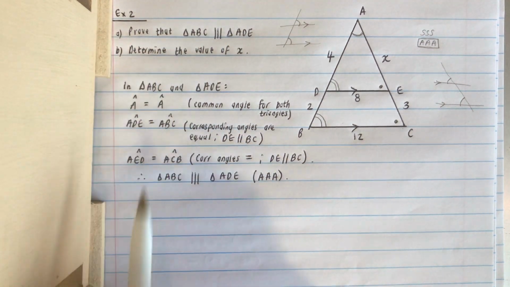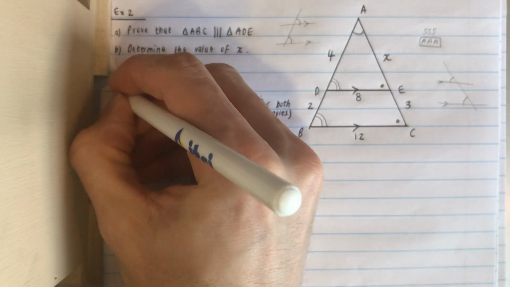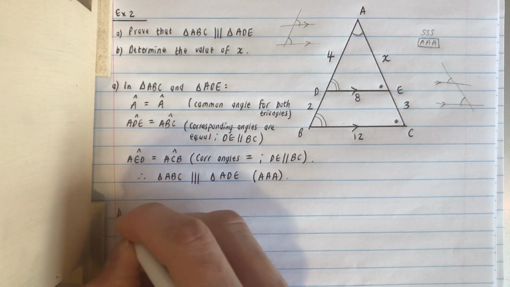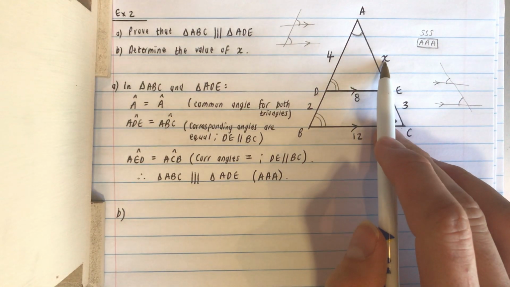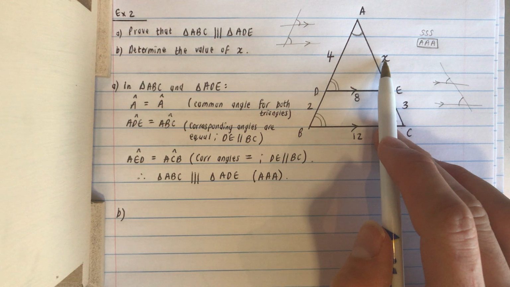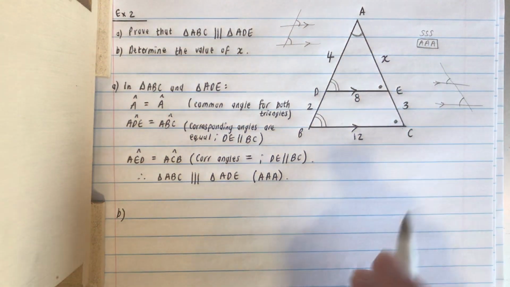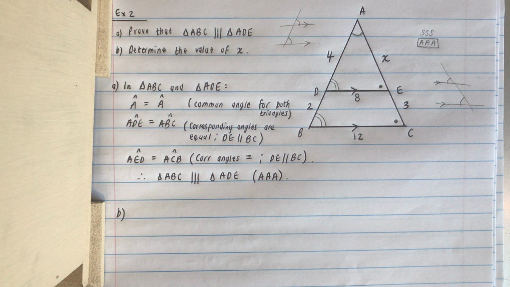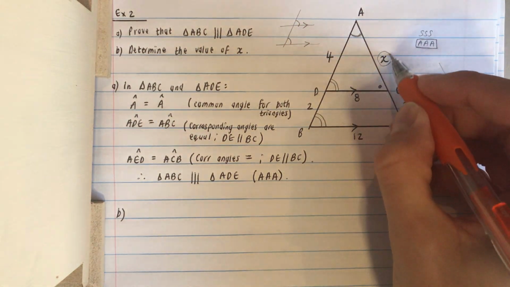Now we go to question B, so let's just say here, this is A, and then we go to B. Now we need to determine the value of X. Because we know they are similar, we also know that the corresponding sides must be in the same proportion. And that we're going to use to calculate the value of X.